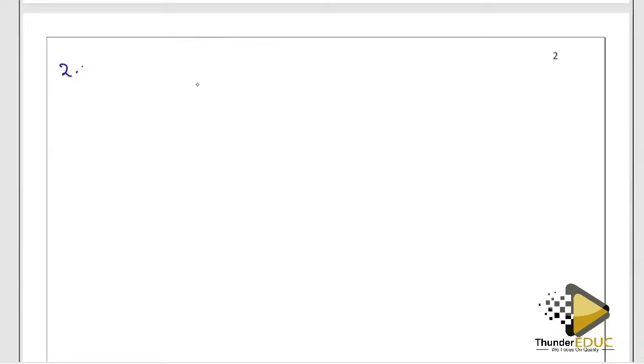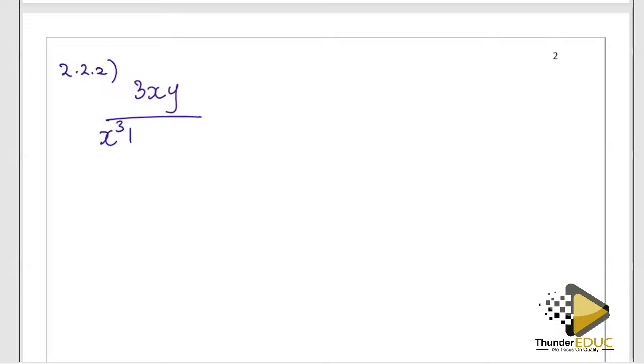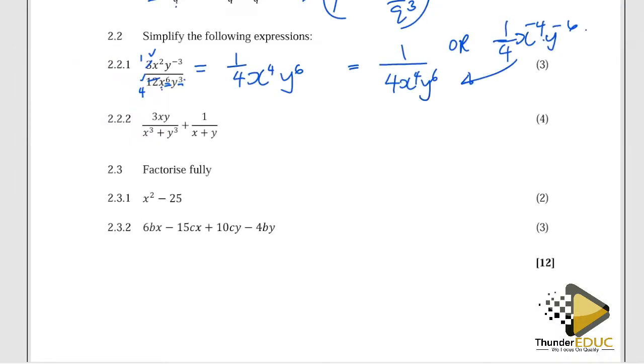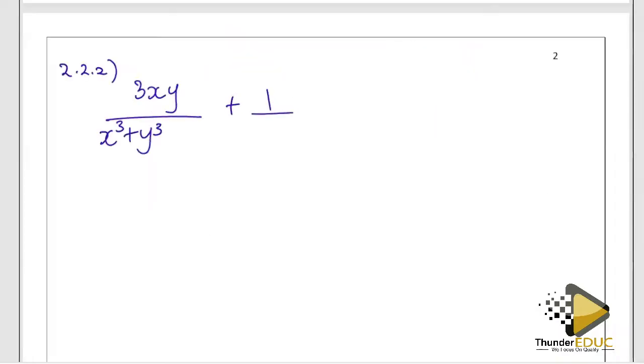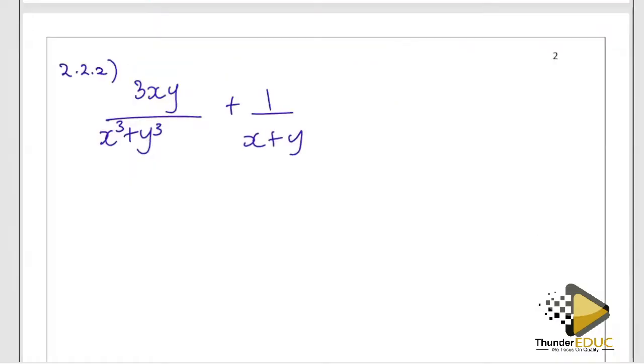Okay, this is 2.2.2. We're saying 3xy divided by x cubed plus y cubed, and then plus 1 over x plus y. So this is more like an algebraic fraction. When you're dealing with algebraic fractions in grade 10, the main point is that we want to test you on how you simplify your fractions, especially if you have addition, subtraction, division, multiplication. And the other technique that we want to test is factorization.